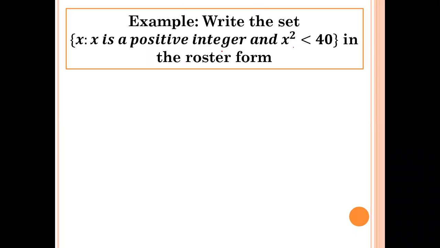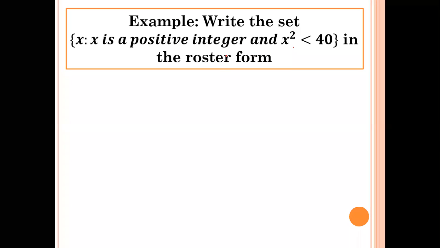X is a positive integer, x should be a positive integer. So what are the positive integers? What are the positive integers, students?